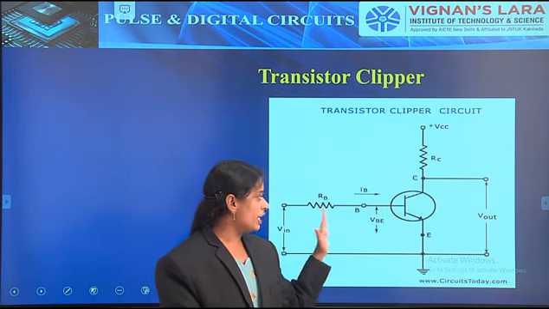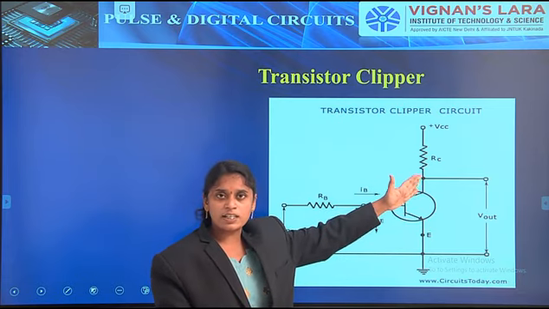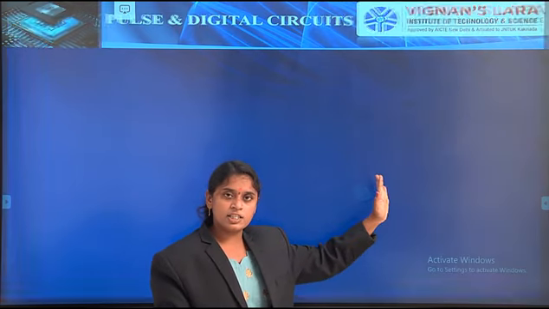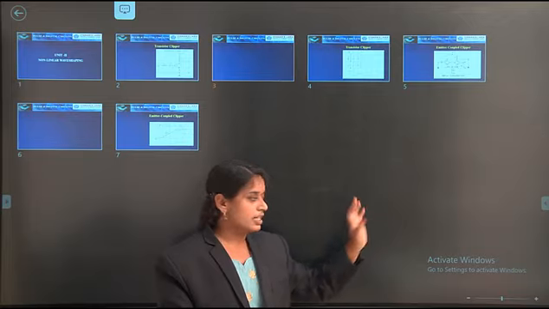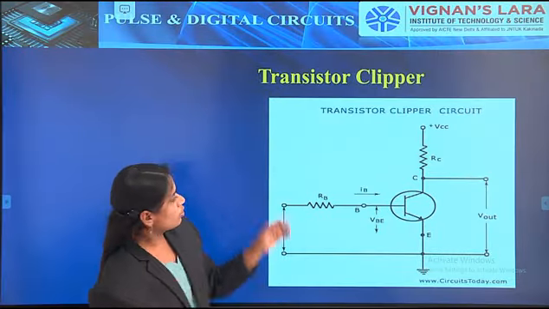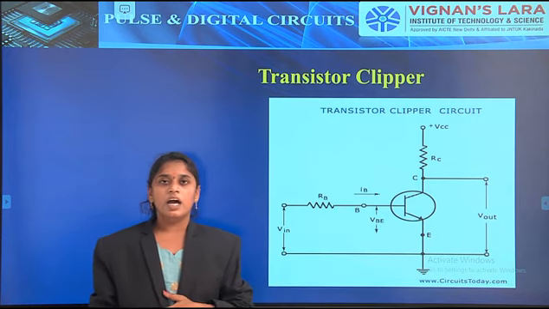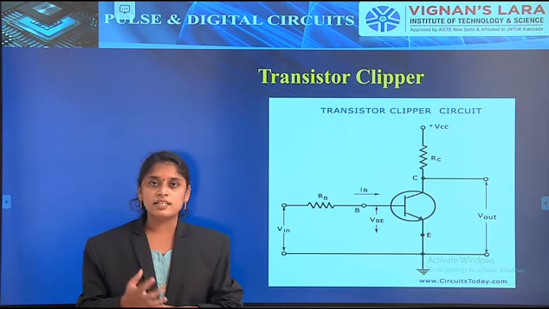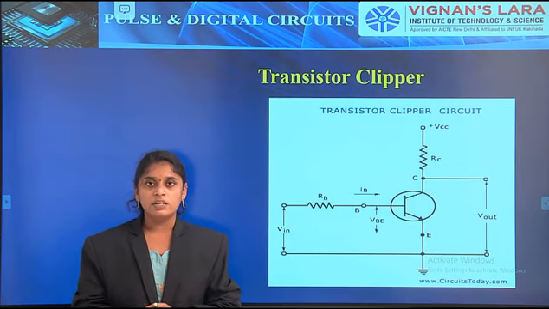And for the current, when the IB current increases, the IC also increases. Why? Because there is a linear relationship between the IB current and the IC current. So that is the condition here. This is about the transistor clipper, and in the next class we will discuss the emitter coupled clipper. So thank you.